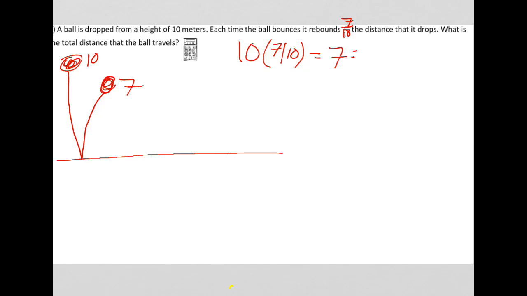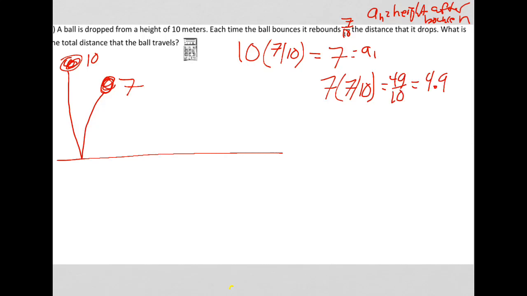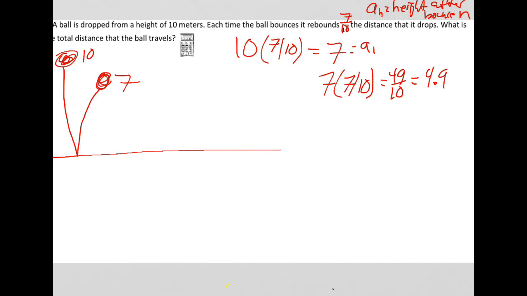Now, I'm going to call that my first term, because I'm going to let my terms be the height after the bounce. A sub n is the height after bounce n. That is going to be important here. I'm calling 7 my first term, not 10, 7. So then what would my next height be, just to do one more just for fun? Well, then I would take my 7 and multiply it by 7/10, which means I would get 49/10, which is 4.9 meters. So then my next height is going to be down here at 4.9.